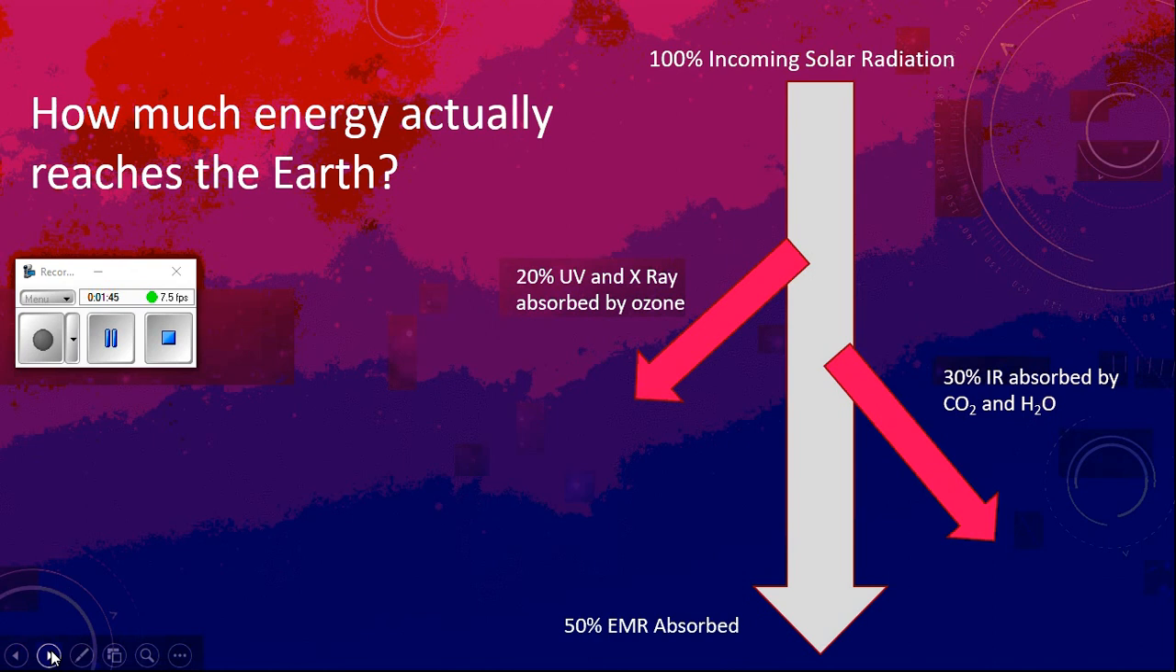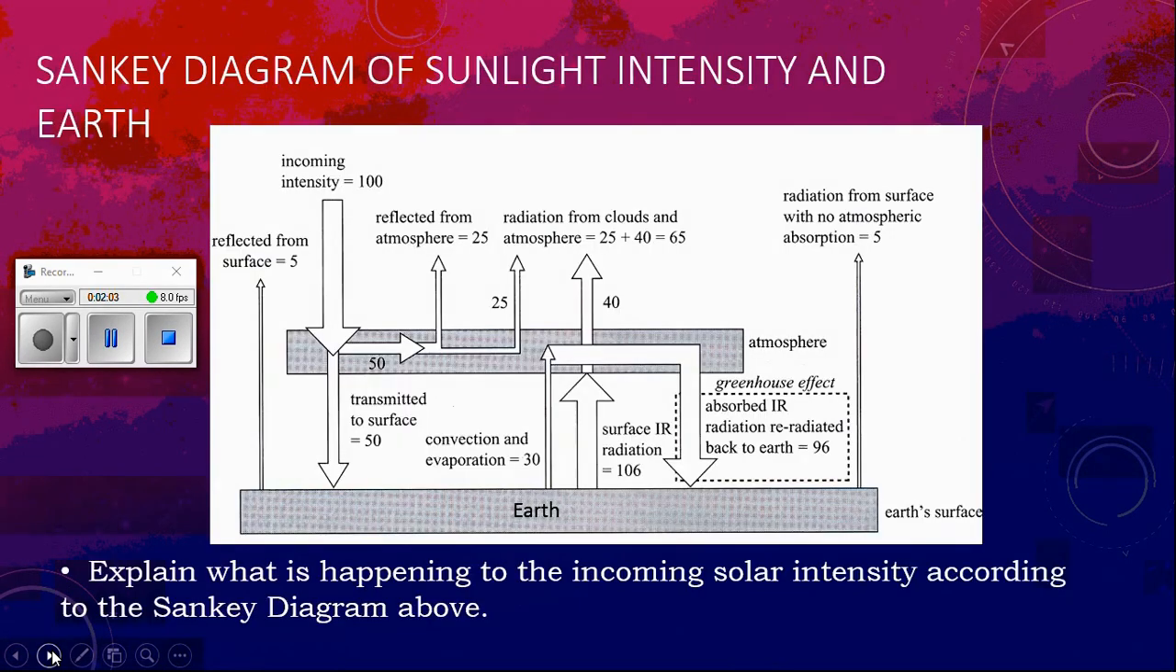Finally, 50% of the original incoming intensity from the sun actually makes it to the surface of the planet. So 50% of the EMR that comes from the sun is actually absorbed by our Earth. We're going to spend some time looking at this Sankey diagram, which describes the path of electromagnetic radiation as it leaves the sun and heads to the surface of our planet.